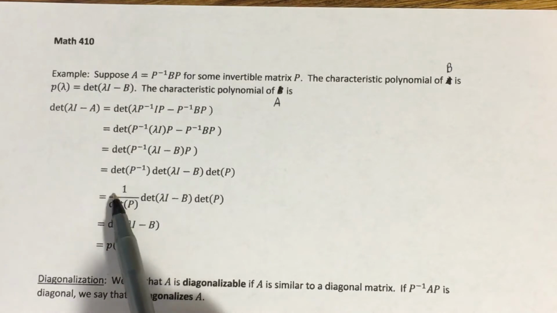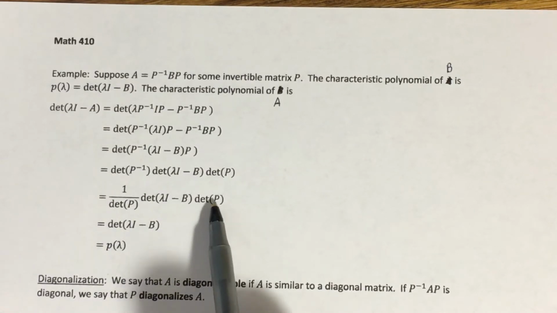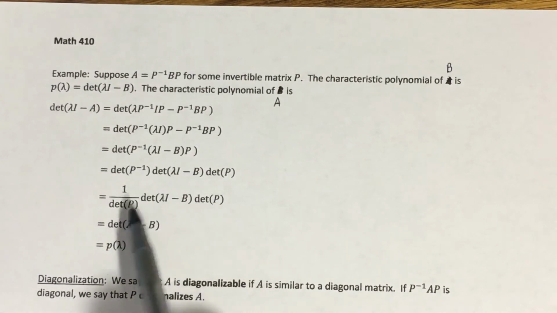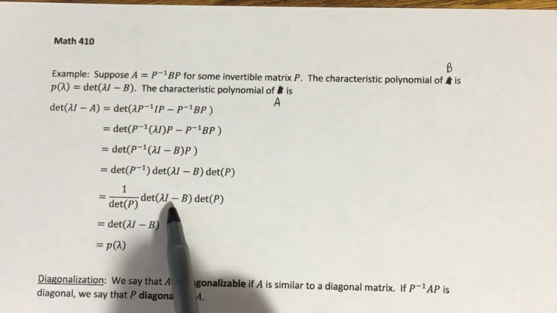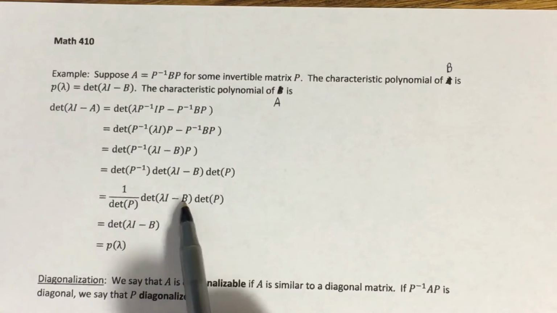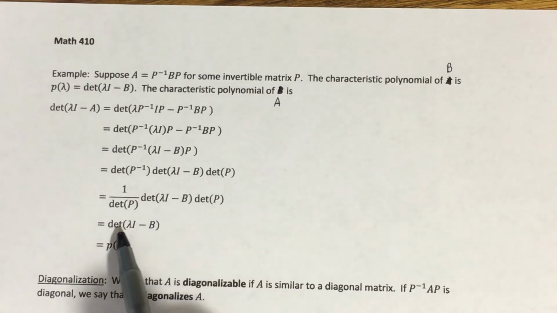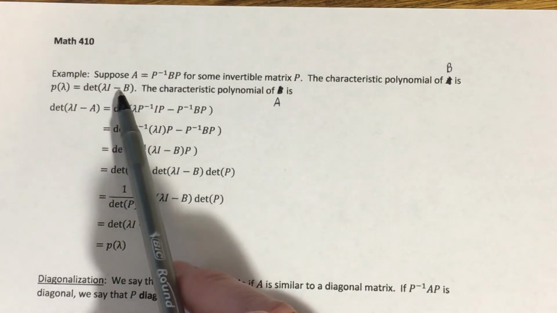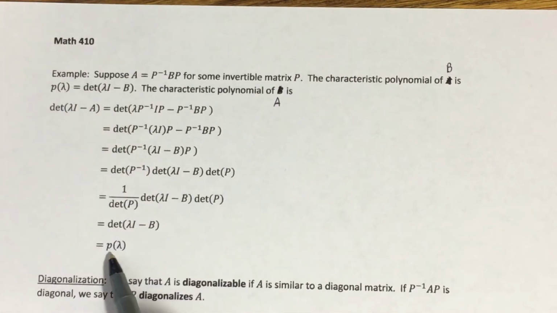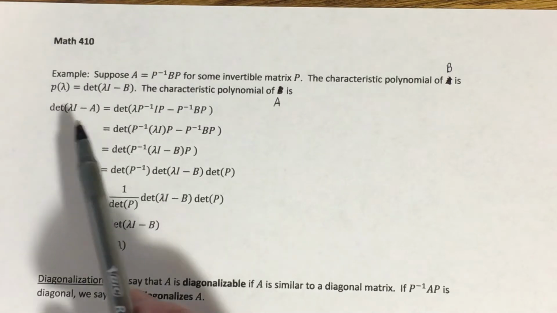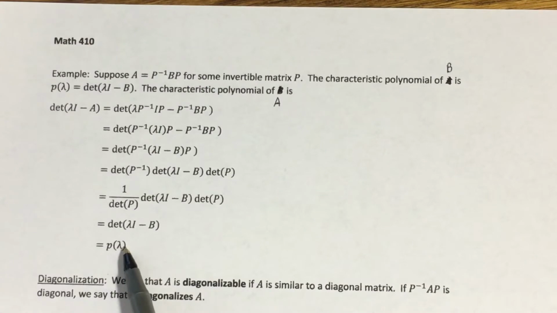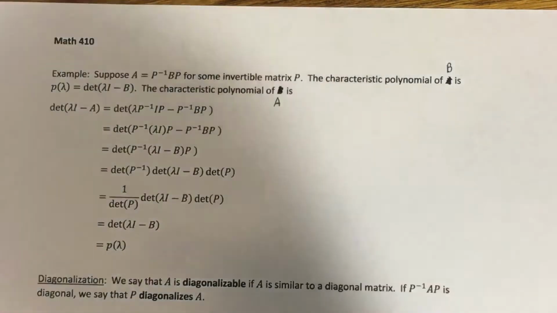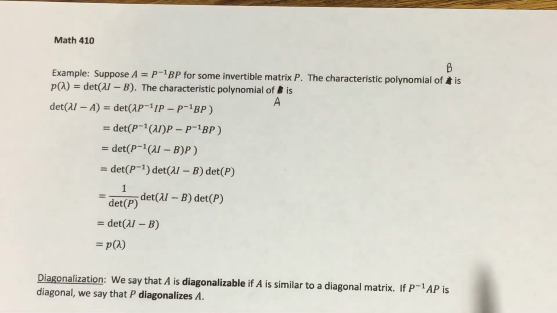But notice if I wrote that this way, I have another determinant of P showing up over here. I'm multiplying two reciprocals together, which makes them equal 1. That leaves me with just this determinant right here, determinant of lambda I minus B, which, as we said up here, is the characteristic polynomial of B. So what this shows is that the characteristic polynomial of A is equal to the characteristic polynomial of B, which is what we showed in that table in the previous page.